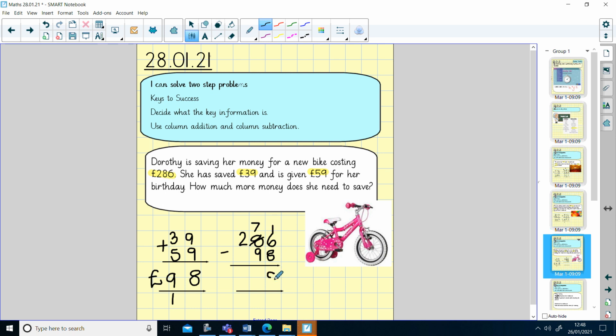16 take away 8 is 8. 7 take away 9 I can't do, so I'm going to exchange from here, making 17 take away 9 is 8. 1 take away nothing is 1. So Dorothy needs another £188 to be able to buy her bike. Okay.